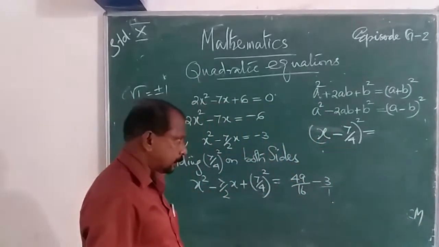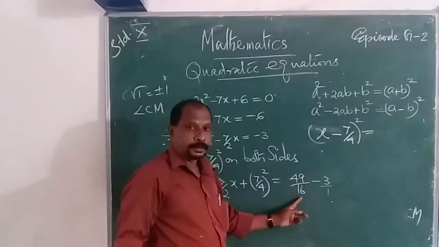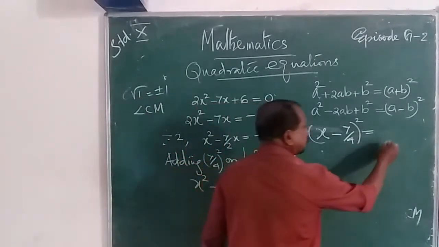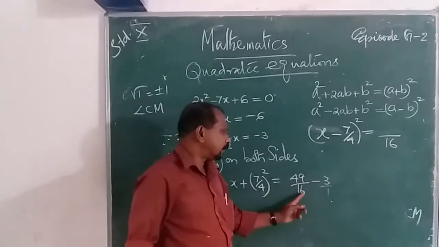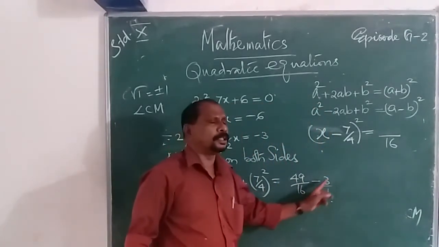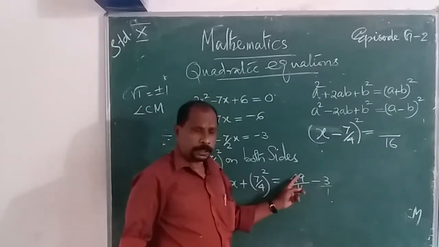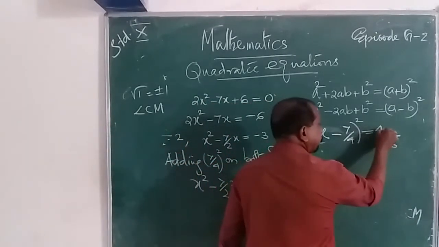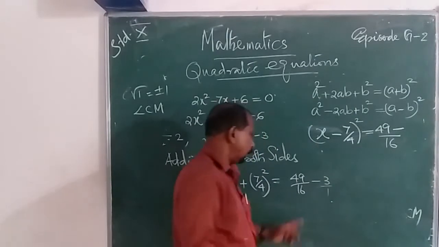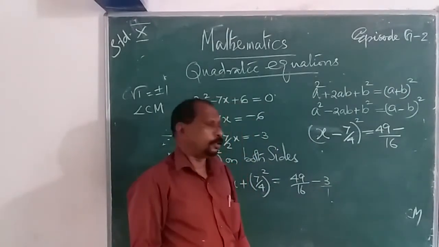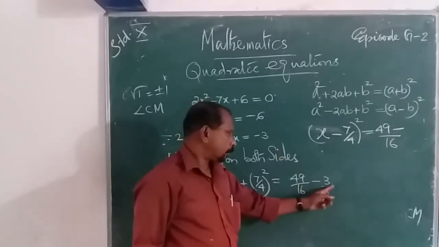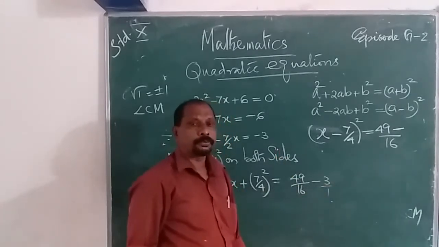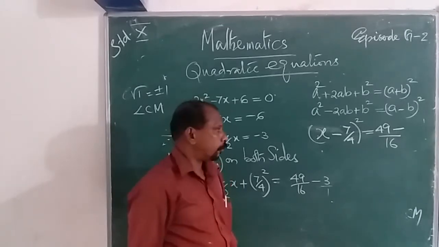Therefore, in this case, 60 is LCM. That is 60. Then 16, but 16 is multiplied by cross multiplication with 3. 49 is the numerator, 49 minus 16 into 3. What is 16 into 3? 3 sixes are 18, remain 1. 3 into 1 is 3, 3 plus 1 is 4. That is 48.